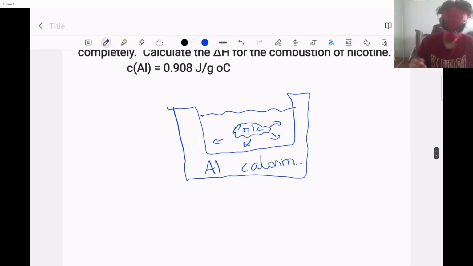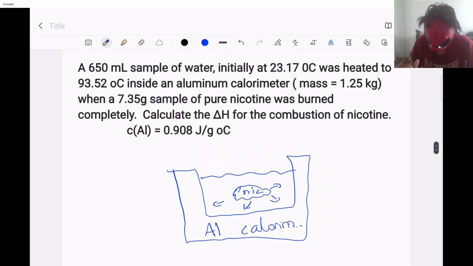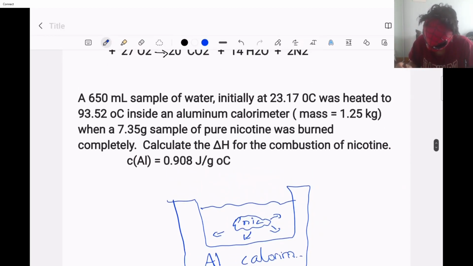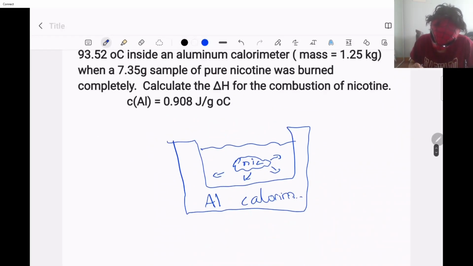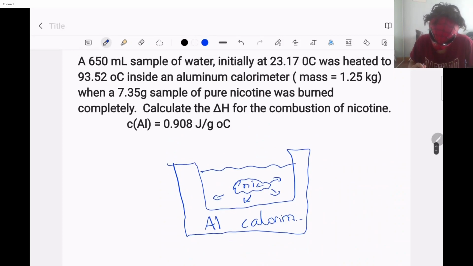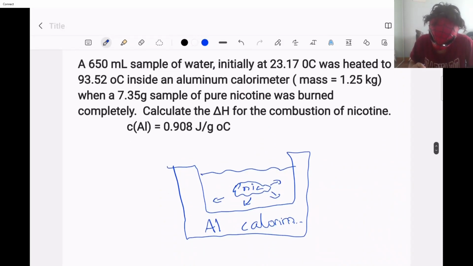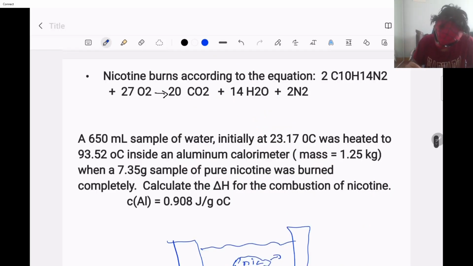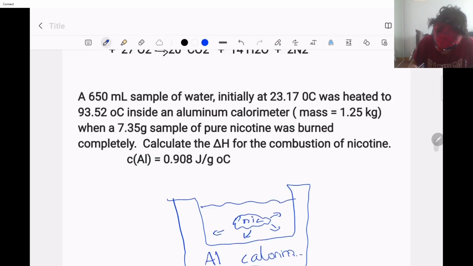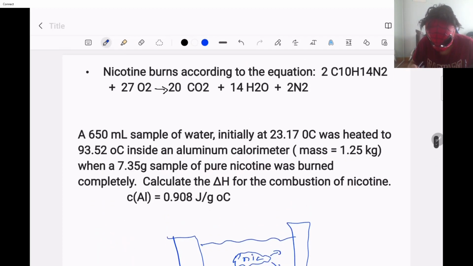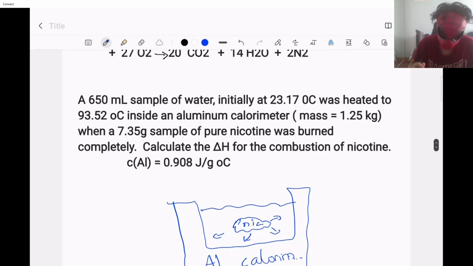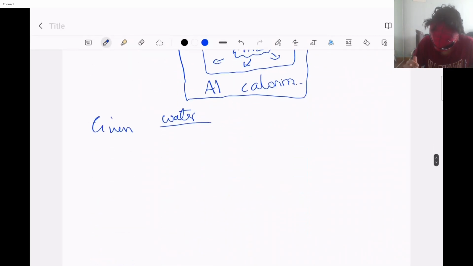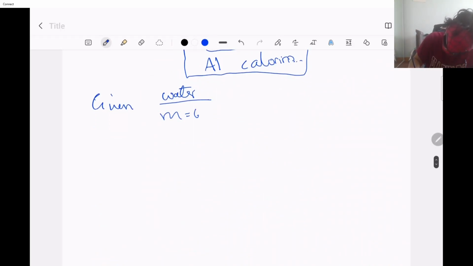So let's see what is given. The temperature of the water and the calorimeter would change the same. It changes from 23.17 degrees Celsius to 93.52 degrees Celsius, because the water is inside the aluminum calorimeter. So with that in mind, we are given the 650 milliliter sample of water. We talked about how a property of water is that 1 gram of water is equal to 1 milliliter of water. So 650 milliliters of water gives us a mass of 650 grams.